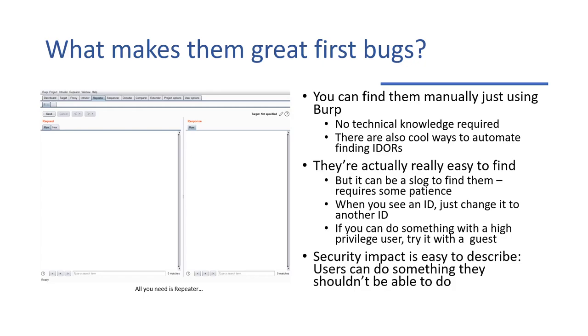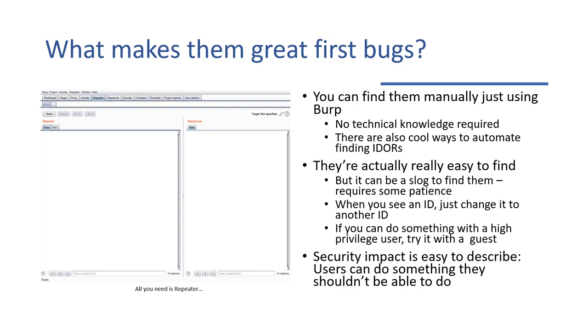A lot of them have already been found, so it requires a little bit of patience. It requires you to go through some task where you're like, does this request work? Yes. Does this request work? No. Which is why there are automation tools. And the method for finding them is really quite simple. When you see an ID, change it to another ID that you own. It's an important thing to note, that you own, because you can accidentally affect a live user.